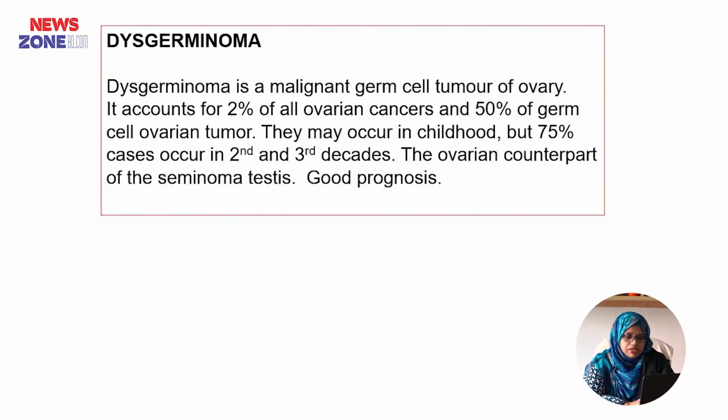Dysgerminoma is a malignant germ cell tumor of the ovary. It accounts for 2% of all ovarian cancer and 50% of germ cell ovarian tumors. They may occur in childhood, but in 75% of cases it occurs in the second and third decades. Dysgerminoma is the ovarian counterpart of the testicular tumor known as seminoma, and the prognosis of dysgerminoma is good.